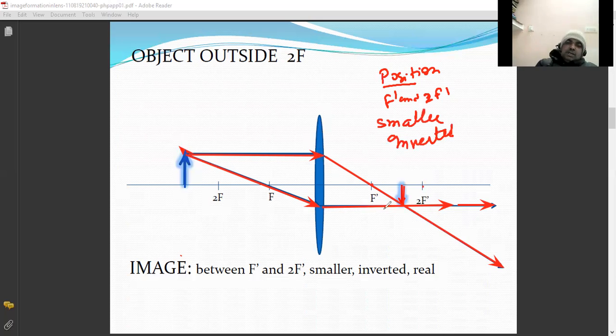Next, real or virtual. If the image can be formed on a screen, then it is real, and if the image cannot be formed on a screen, then it is virtual. So here it is a real image. I hope students you all have understood it. We have kept the object beyond 2F, and then we have seen that a ray coming parallel to the principal axis meets between F dash and 2F dash, and these are the characteristics of the image formed. I hope you have understood it. We'll go for the next.